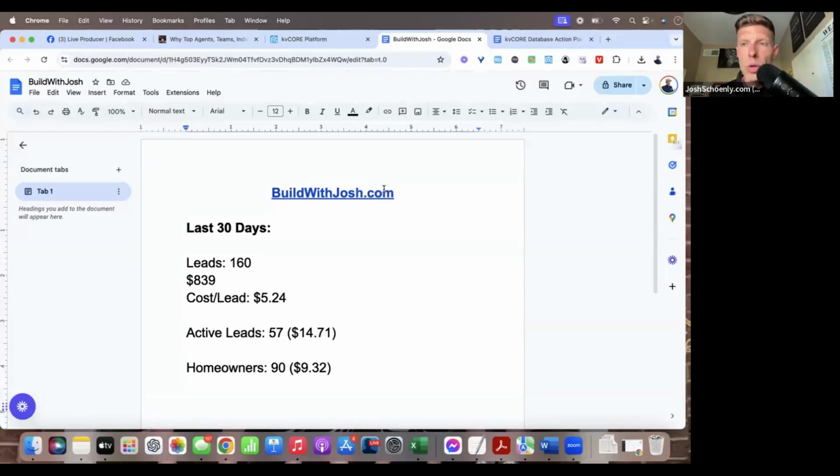The cost for those 160 was $839 directly on ads. The average cost per lead was $5.24. The number of the 160 that are now active in kvCORE, which means they would have had to take some action for the behavioral automation to trigger them over to active. Okay, so that's baked into kvCORE. It's one of the many things I love about it.